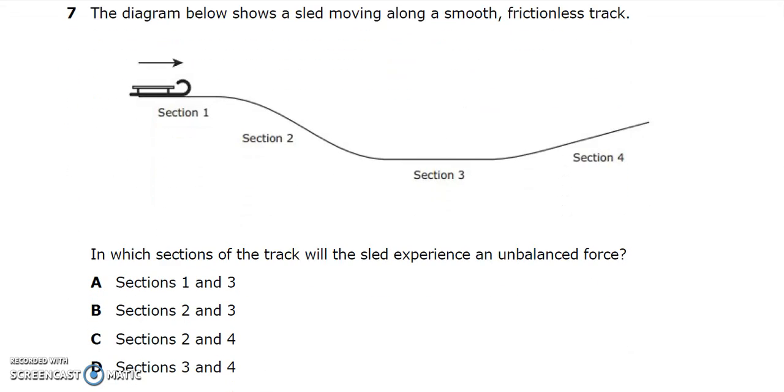Number 7. The diagram below shows a sled moving along a smooth, frictionless track. In which sections of the track will the sled experience an unbalanced force? A. Sections 1 and 3. B. Sections 2 and 3. C. Sections 2 and 4. Or D. Sections 3 and 4.